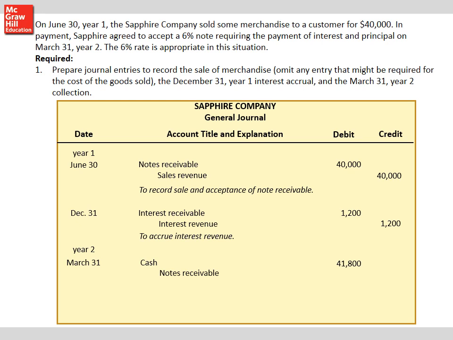Of that $41,800, they will credit notes receivable for the principal, $40,000. Got to reduce that account to zero now. They'll credit interest receivable for the $1,200 of interest that's already been recognized as revenue. They're receiving it now in cash. The remaining $600 of interest is interest revenue for the first 3 months of the year. So 3/12 of the interest was earned in year two, recorded as interest revenue.